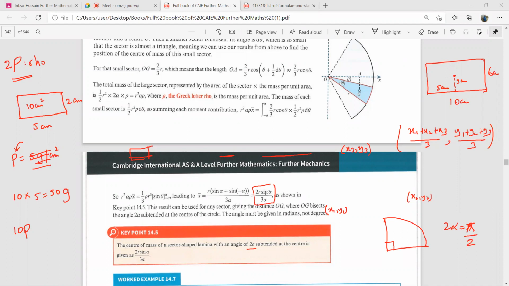When you want to find the center of mass, you should draw this line here. Okay, so this is the center of mass here. That would be using this formula, 2r sine alpha over 3 alpha. You can determine the center of mass of this lamina, which is in the shape of a sector. Once you have determined this OG, and suppose you have to determine the x coordinate and the y coordinate of this center of mass, you will have to apply your trigonometry. Let me give you an example here.